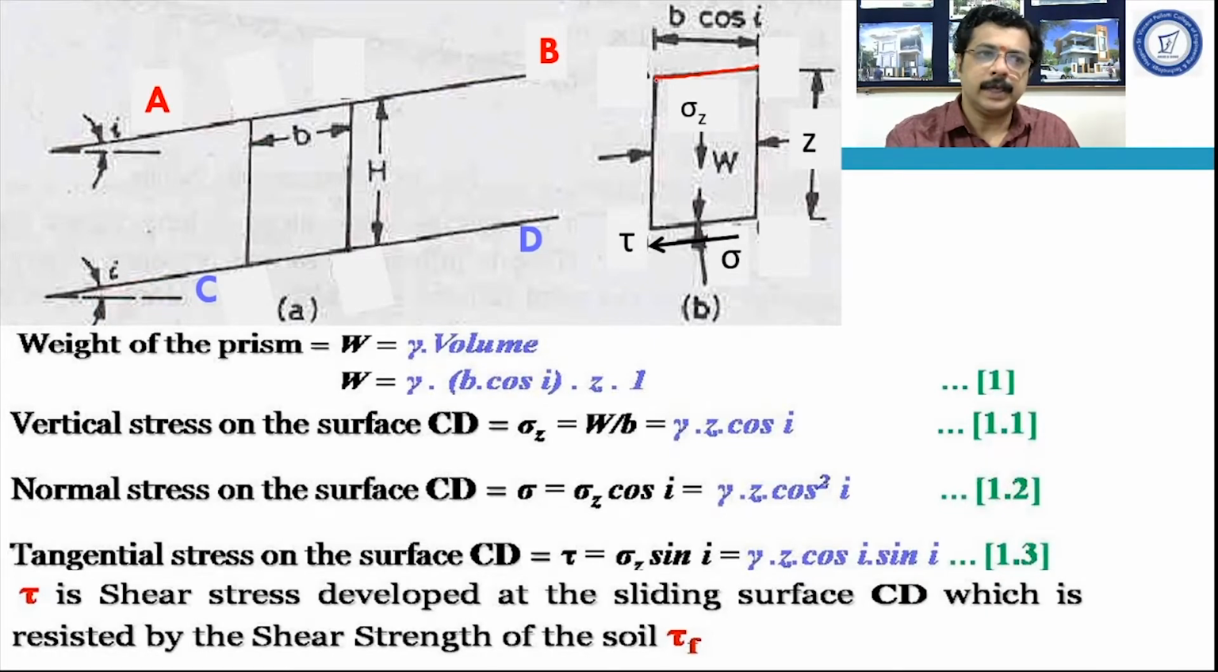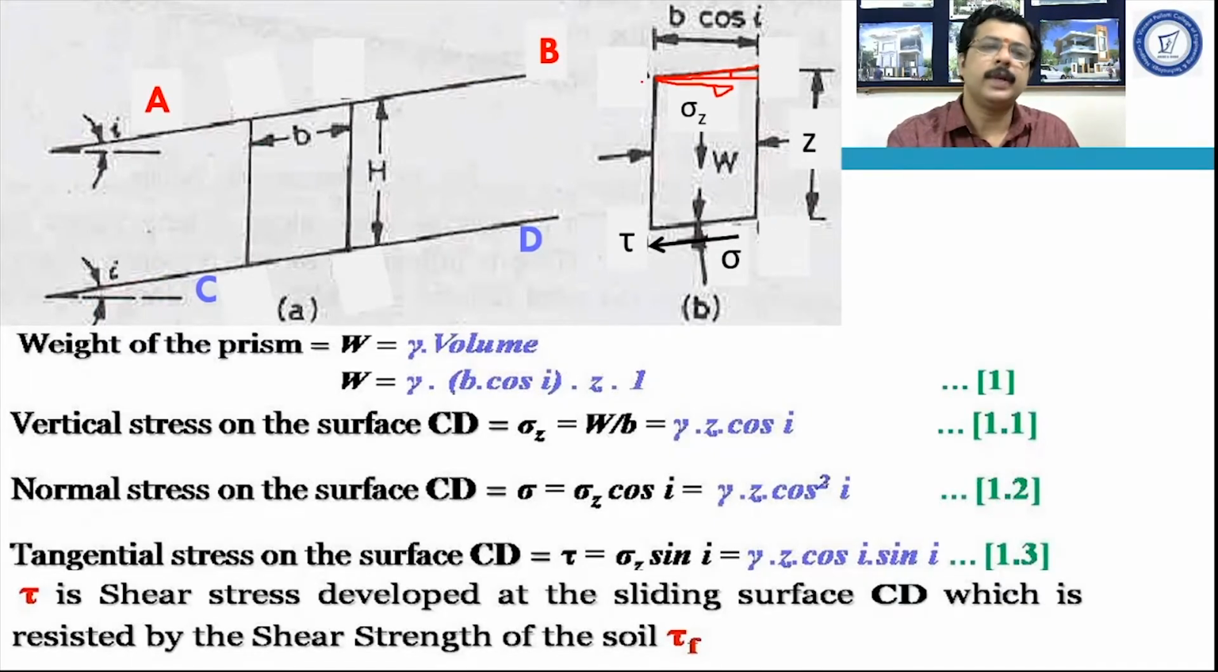Fine. Now its angle with horizontal is I. So the base of this triangle I want to calculate. What will be the base? Base would be, with the inclined length as hypotenuse and this slope angle I, b cos I would be this length. Okay, so b cos I is the width of this soil element. Thereafter Z is the depth, this we already know.